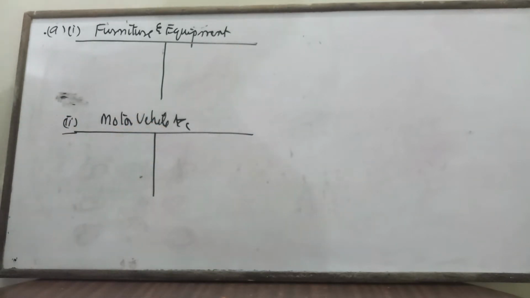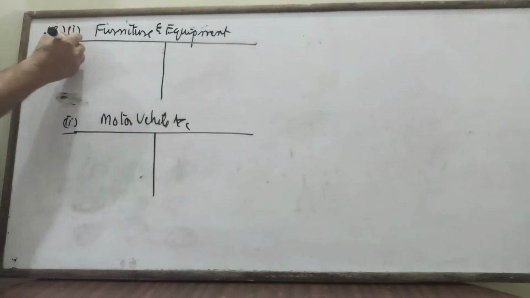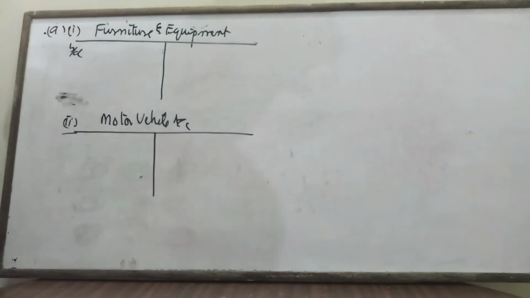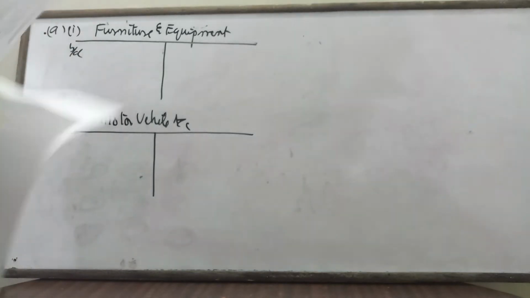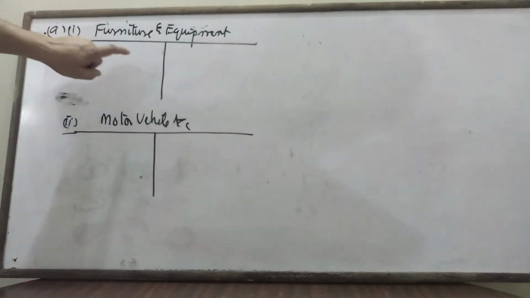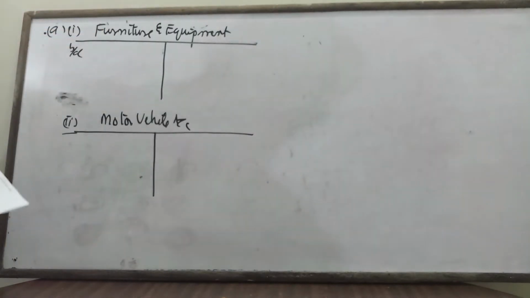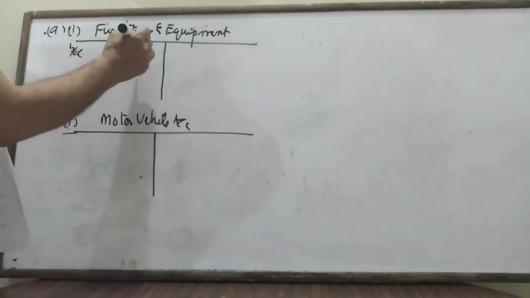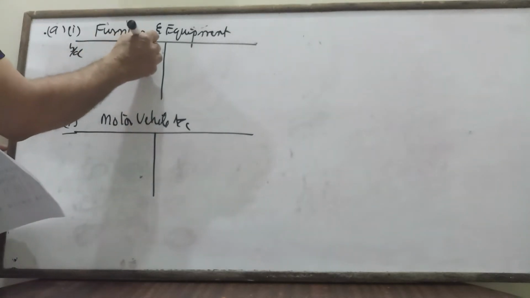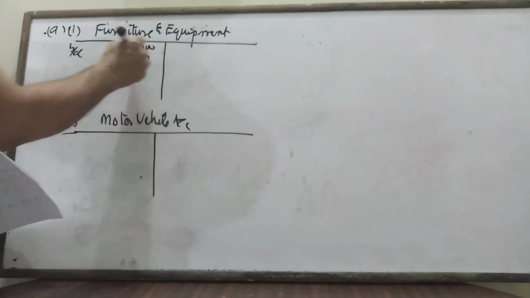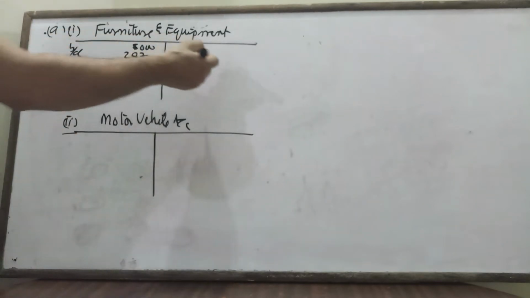Motor vehicle account. From where can you get the opening balance? The opening balance is given in the T accounts of the question. From the front page of this paper, we get the opening balance for 2008. This account is being prepared for 2009. So the opening balance of furniture and equipment is 2,970,000. These figures are given in thousands.